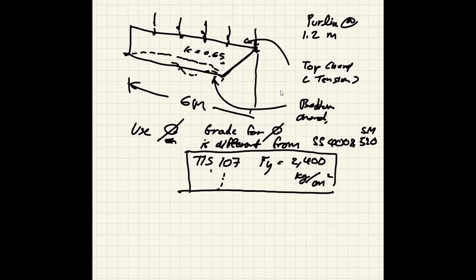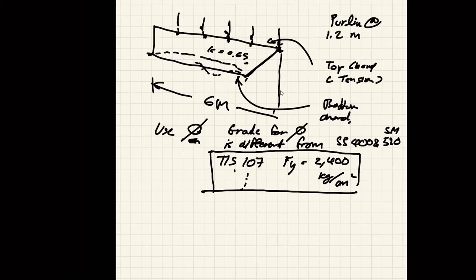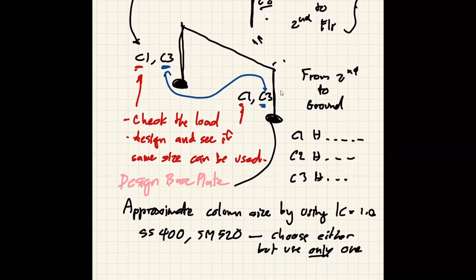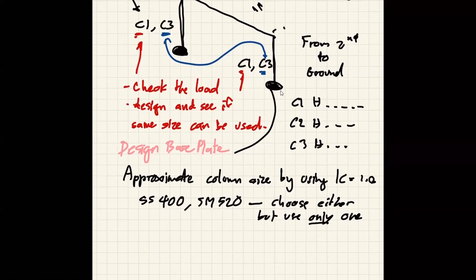Now, one more thing that you can proceed to do is that you would know the final load here. Okay, there's a final load, the maximum load. So you can also design the base plate. Because you may have C1 and C3, for your base plate, you should design at least 2 base plates.